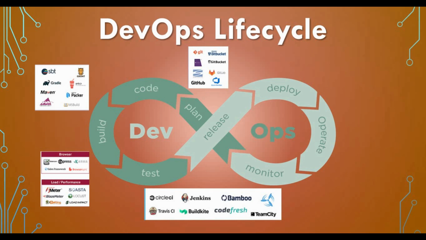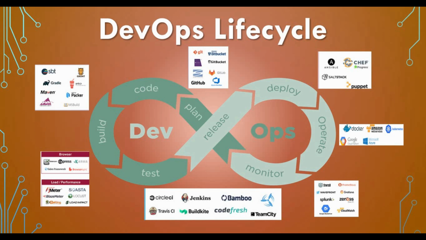Some integration tools like Jenkins, Circle CI, Bamboo, TeamCity. I'm just giving some information here. Some configuration or deployment tools like Ansible, Chef, Puppet, and also cloud, Docker, Kubernetes, or some monitoring tools like Prometheus. We'll talk about all these things in the upcoming slides, what you need to learn in which order, so you can reach this goal.